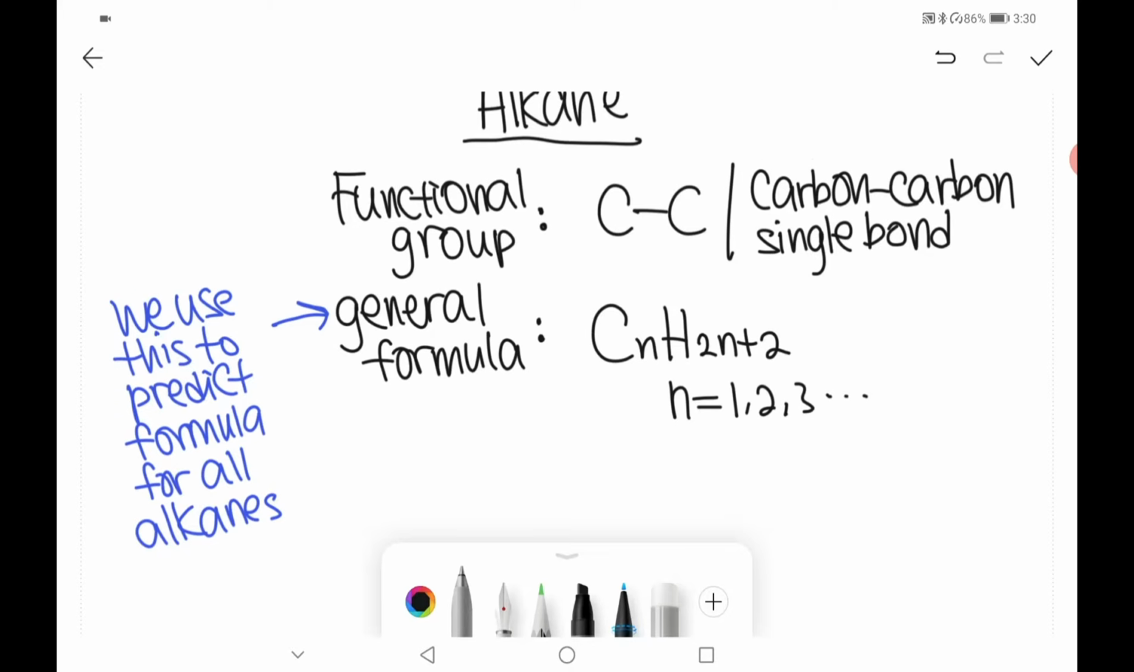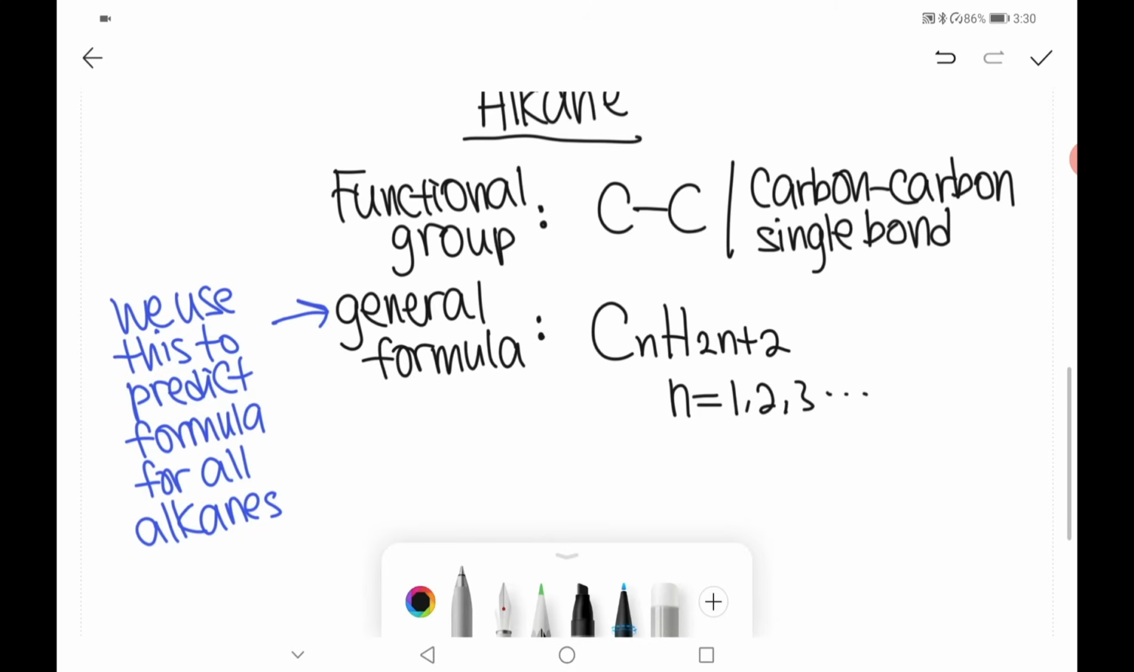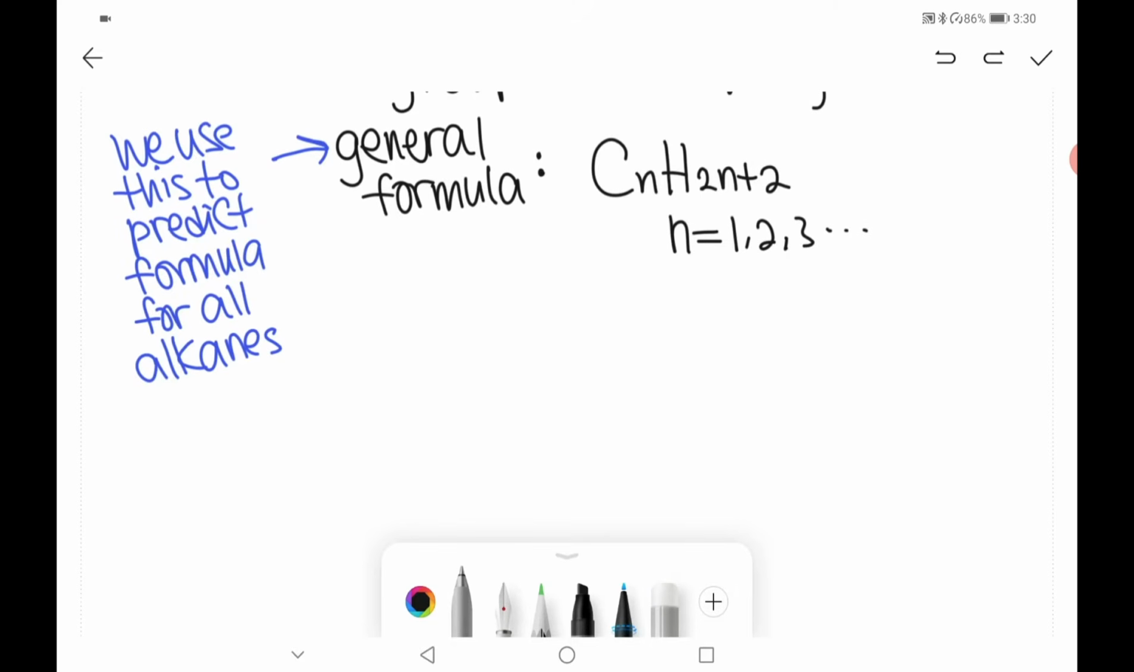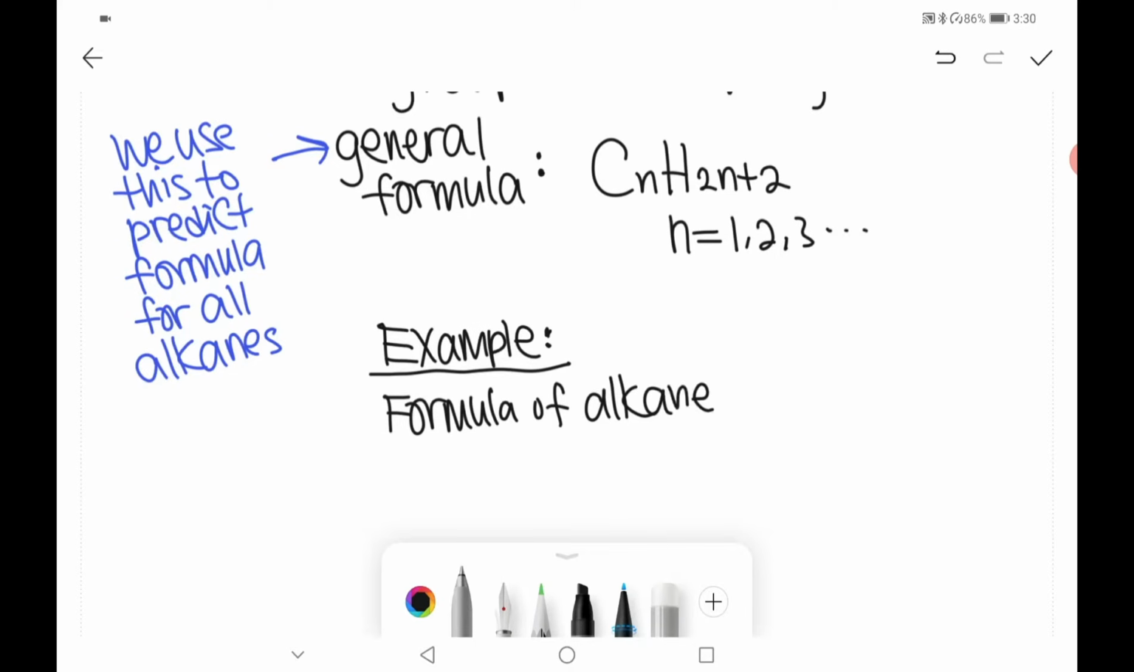Okay, now for example, how to use the general formula. You can do something like this. Let's say I want to know the formula of alkane. If I want to know the formula of alkane with a total of 3 carbons, what is the formula?